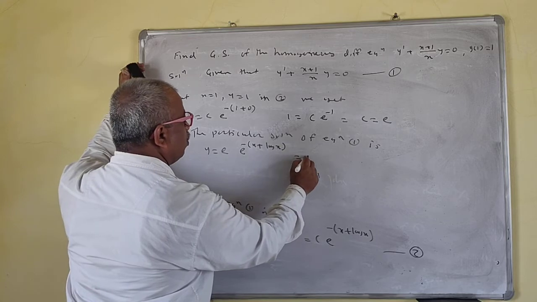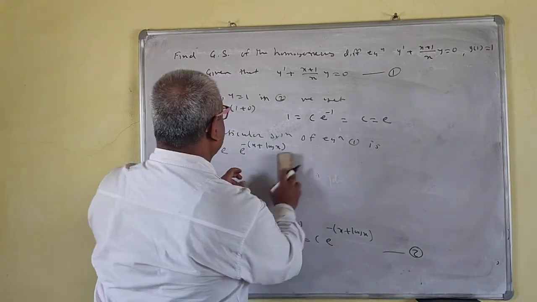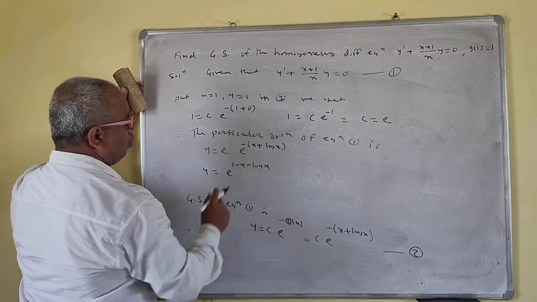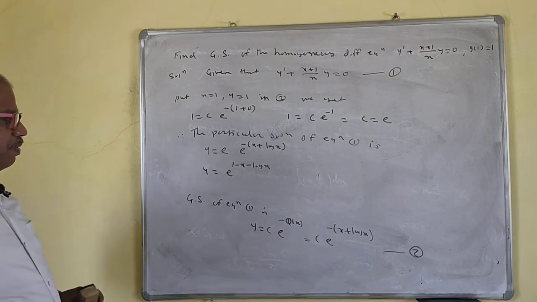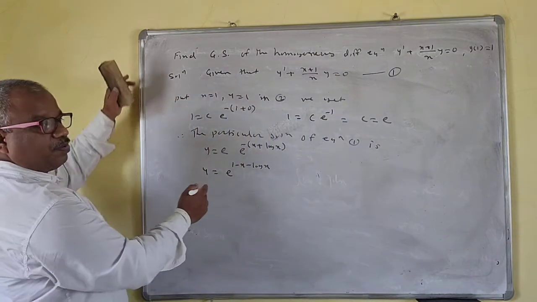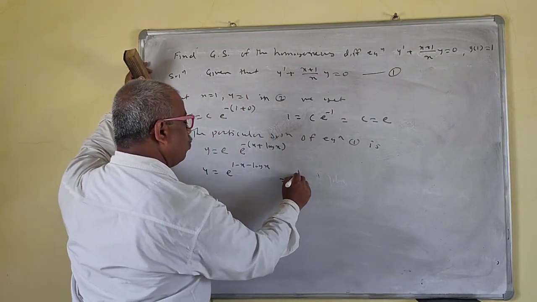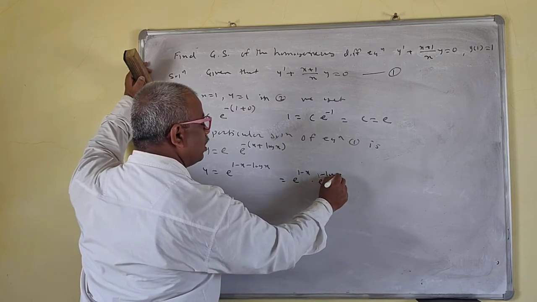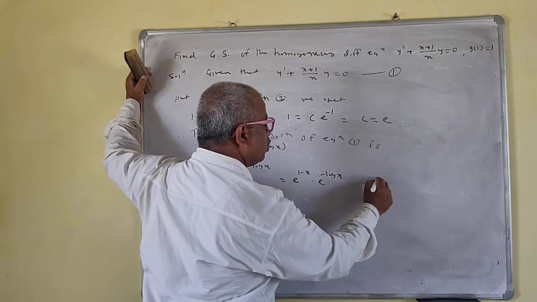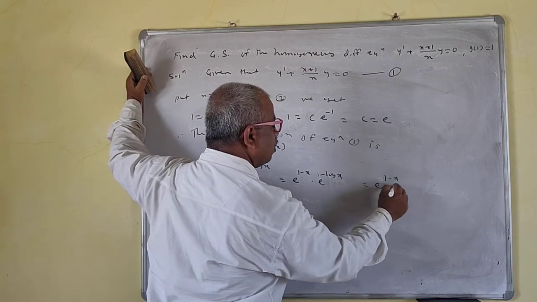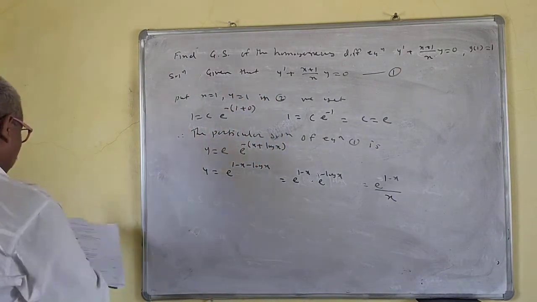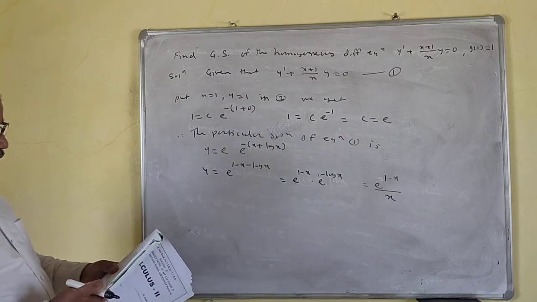You may write y is equal to e raised to 1 minus x minus log x. If you want to simplify this, you can write it as e raised to 1 minus x into e raised to minus log x. And e raised to minus log x is 1 upon x. So this is e raised to 1 minus x upon x. This is the particular solution. If you don't want that, then the earlier form will be the required answer.